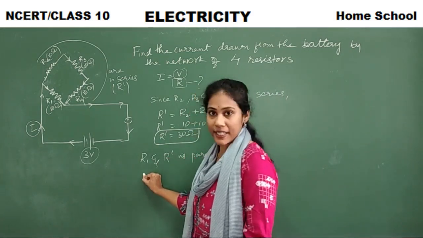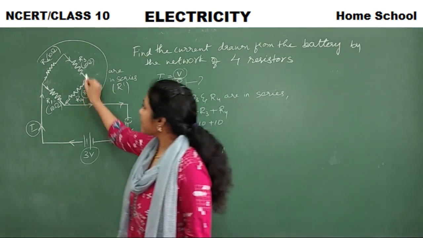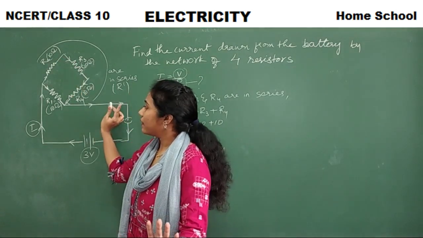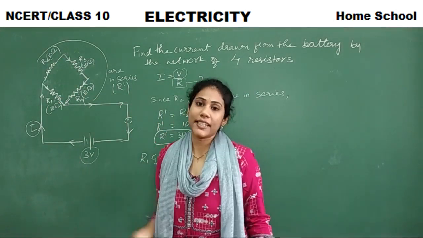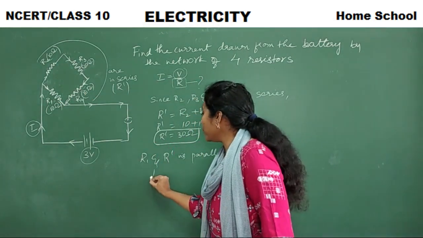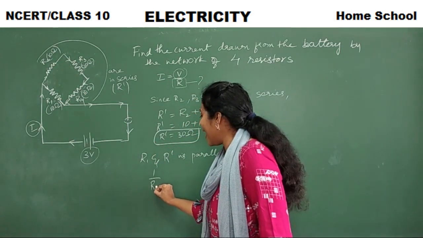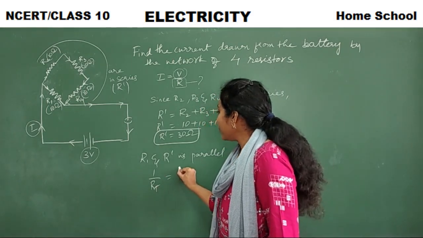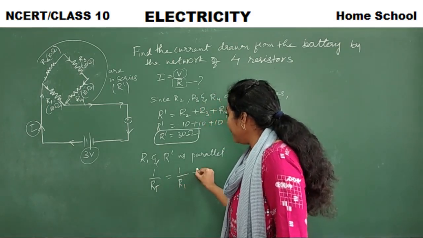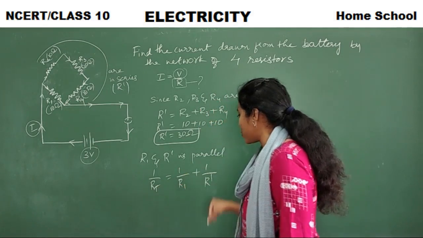So that is your total resistance, right? These three is over, these three and this one is parallel. So that is your total resistance. So how do you calculate the total resistance? 1 by RT or RP you can write. Total resistance is equal to 1 by R1 plus 1 by R dash.